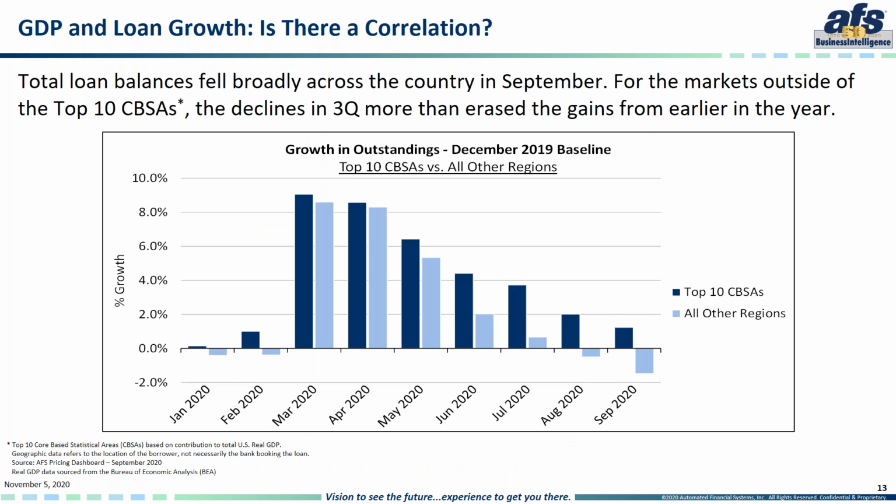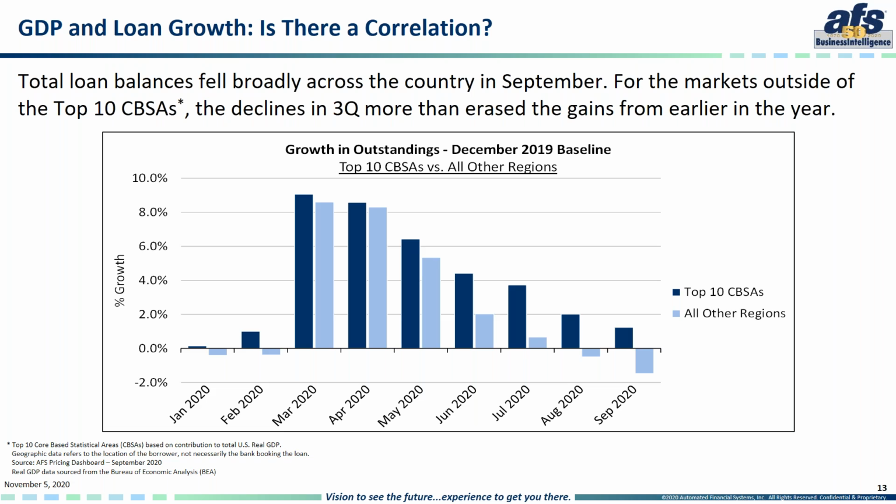Moving to slide 13, one of the leading indicators for commercial loan growth is real GDP. For the last several years, the 10 largest CBSAs in terms of real GDP significantly outpaced the rest of the country for commercial loan growth. In other words, cities with the highest levels of economic activity and growth tended to generate the highest levels of commercial loan growth. We presented this slide in our last webinar using a December 2018 baseline to measure growth in outstandings. For today's presentation, we moved the baseline up to 2019 to present the year-to-date results.